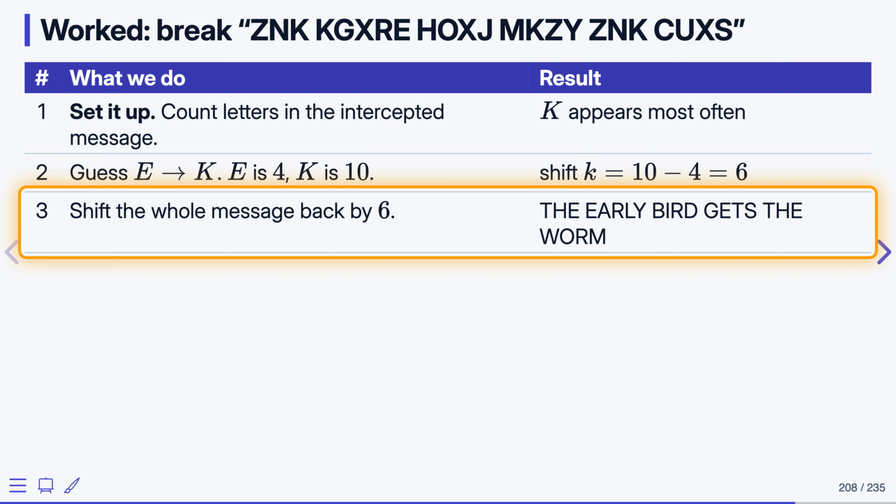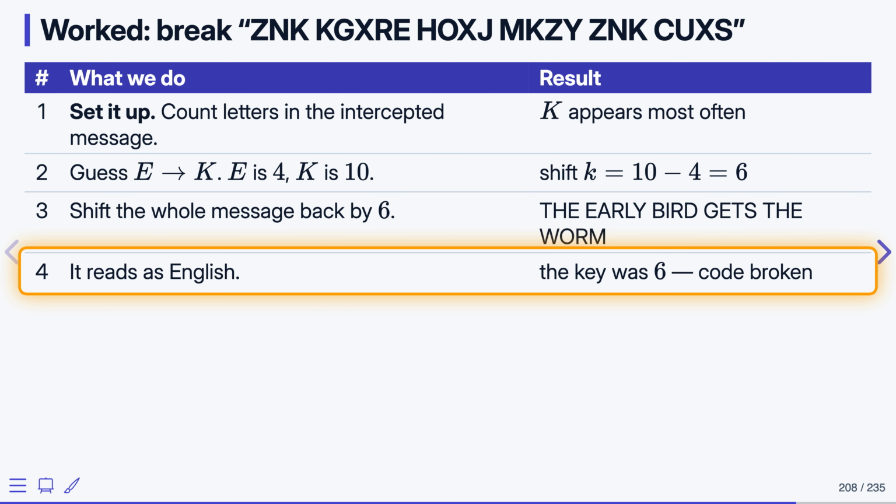Step 3. Now shift the whole message back by 6, letter by letter. Z becomes T, N becomes H, K becomes E, and so on. Step 4. The result reads: the early bird gets the worm. That is plain English, so our guess was right. The key was 6 and the code is broken.